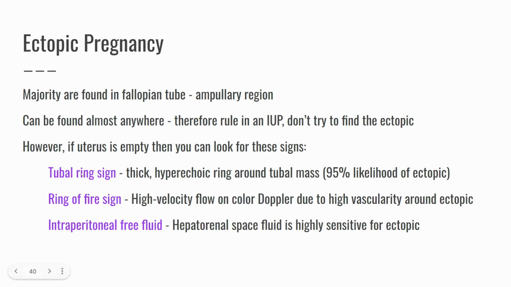You can look for something called the tubal ring sign, which is a thick hyperechoic ring around the tubal mass. This is the most specific for ectopic, 95%. And then there's something called the ring of fire sign, which is based around the idea that ectopic pregnancies have a high vascular region around them. And so you can look for high velocity flow on color Doppler surrounding them.